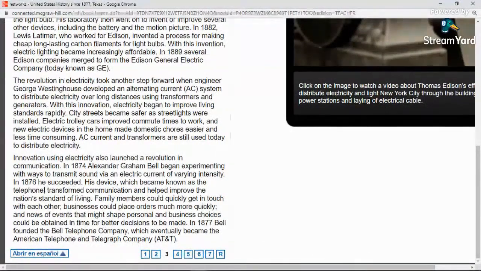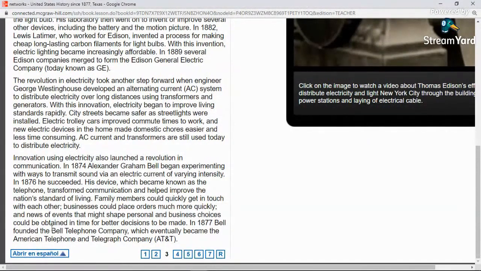So he created a telephone. And of course, this helped a lot because now family could get in touch with each other easier. Businesses could place orders more quickly because before they had to send it by mail. So imagine if I wanted to buy something in a store in New York City, and I live in Florida, I have to send a mail, on a horse maybe. And it would take a long time to get to New York to then come back to me. But now I could call, okay?